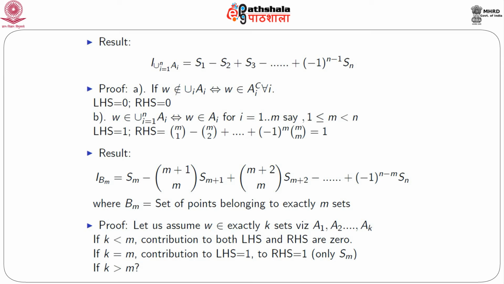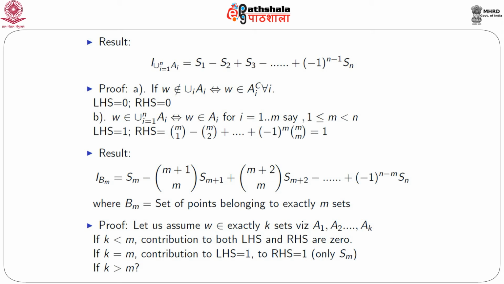Now, if ω does not belong to any of these A_i's, then the contribution to the left hand side will be 0. ω does not belong to the union of A_i from 1 to n means ω belongs to A_i complement for all i. That means the contribution to S1, S2, S3, all will be 0. If ω belongs to at least one of these, that is, the union of A_i from 1 to n, then the left hand side will be 1. For the right hand side, let us assume that ω belongs to exactly m of the sets A1, A2, ..., Am.